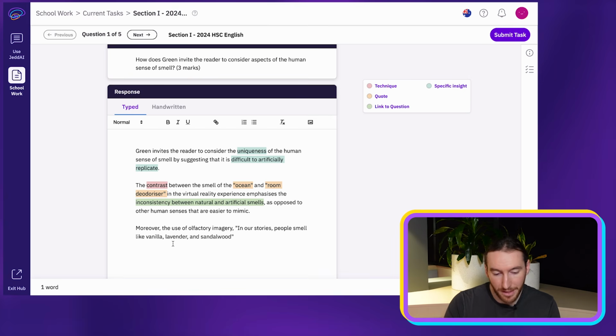"In our stories, people smell like vanilla, lavender, and sandalwood." What does that mean? Remember, in our stories, we're making it seem like people smell better than they actually do. So we have this kind of romanticized version or idea about how we smell, which then makes it really difficult for the artificial intelligence to duplicate a real smell, because we don't even come up with real smells. So that's the point we want to make here.